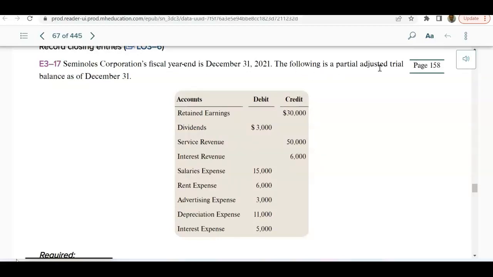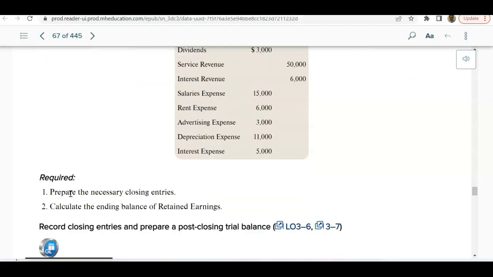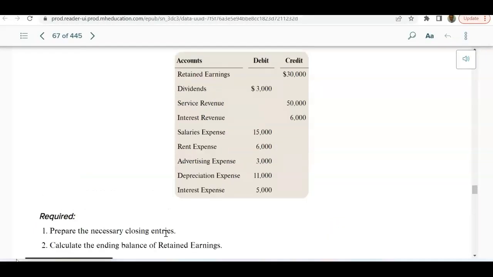The following is a partial adjusted trial balance as of December 31st, as you see here. It says we prepared the financial statements and everything is done. All you need to do is close the temporary accounts and have a post-closing trial balance ready for next year to start fresh. So prepare the necessary closing entries and calculate the ending balance of retained earnings. As you saw previously, retained earnings had a $30,000 balance.